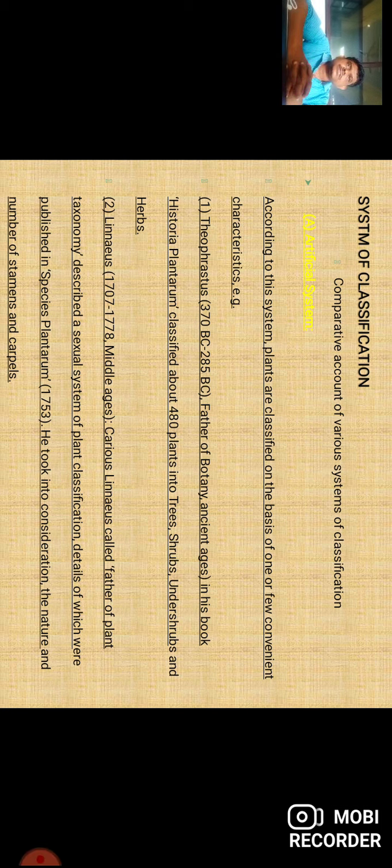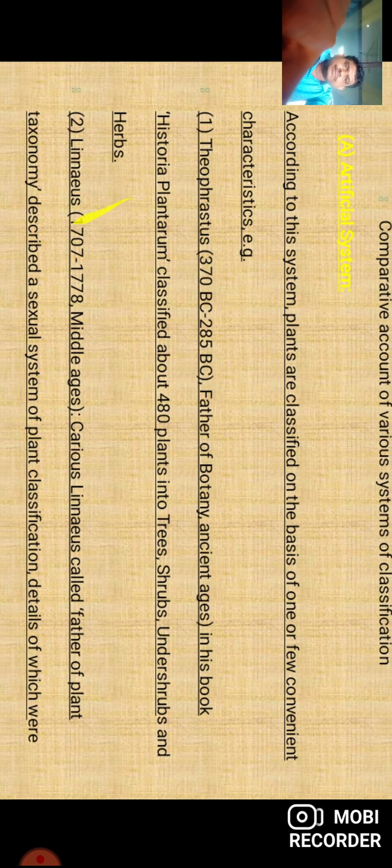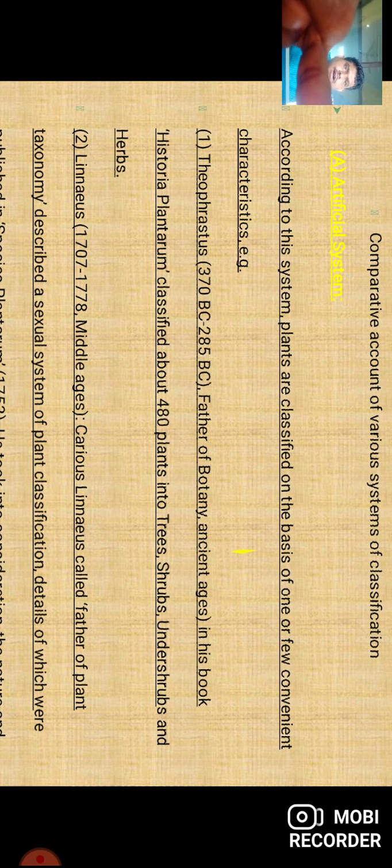Regarding the first, artificial classification, you understand the word artificial classification. According to the system, plants are classified on the basis of one or a few convenient characteristics. First, Theophrastus, 317 BC to 285 BC, called the father of botany in ancient ages, in his book Historia Plantarum classified about 418 plants into trees, shrubs, undershrubs and herbs.